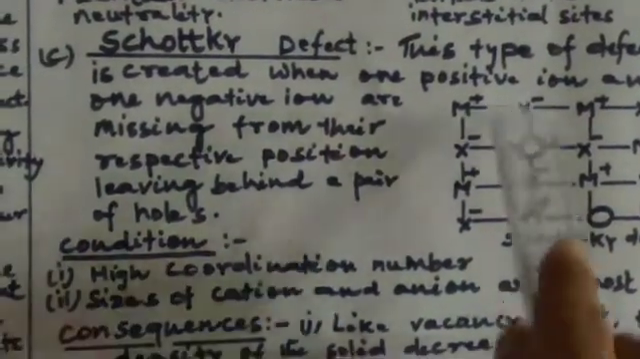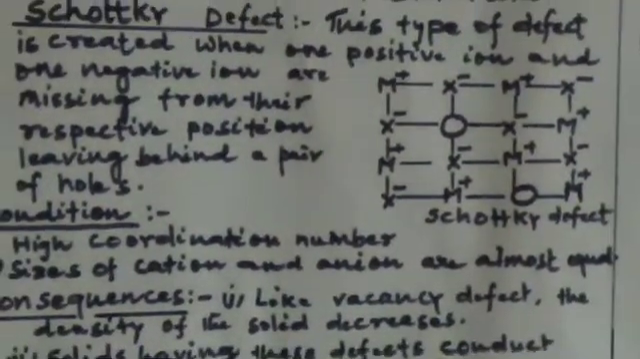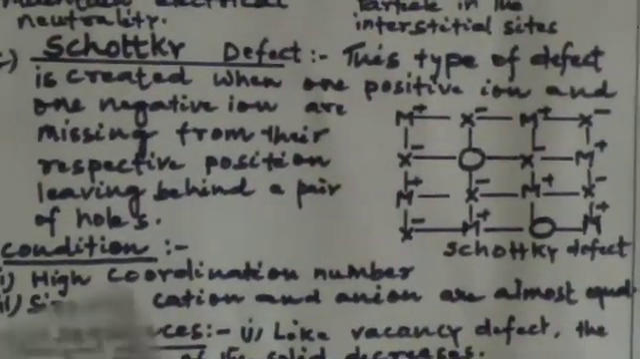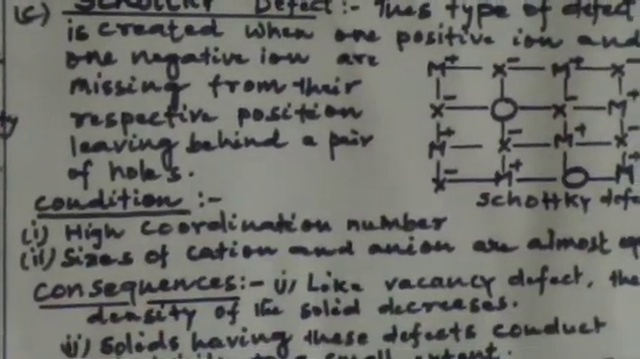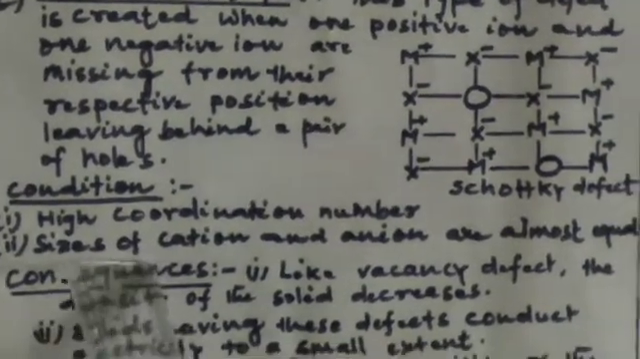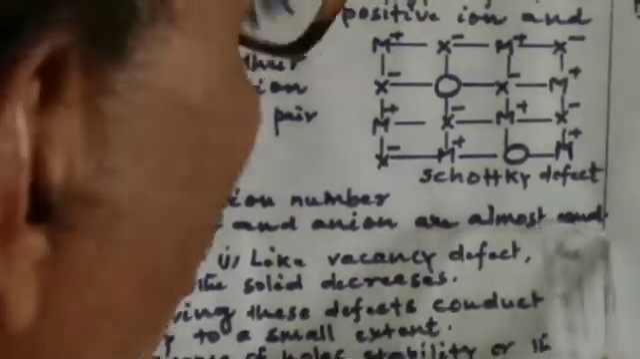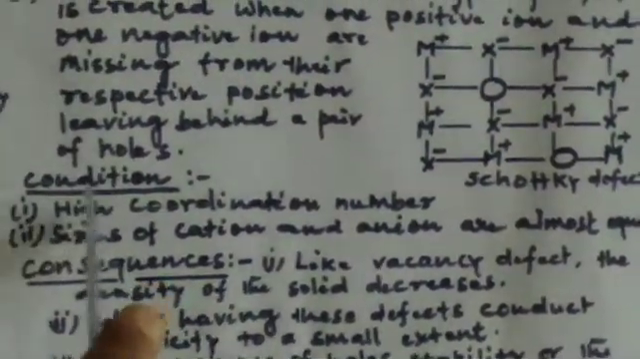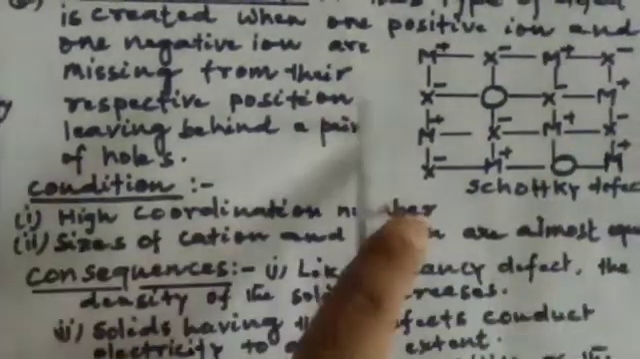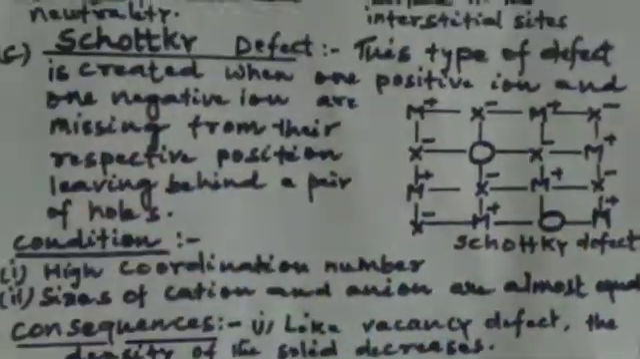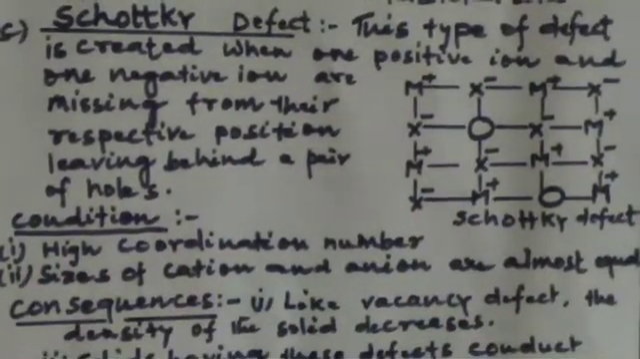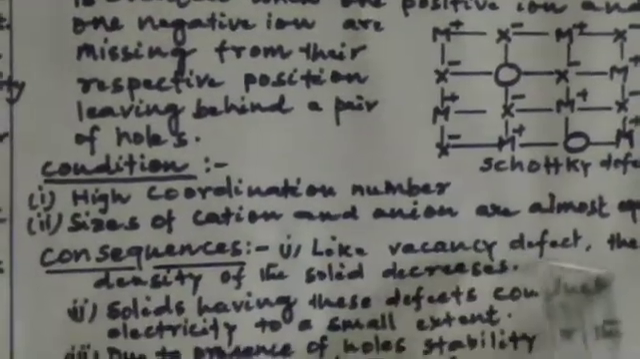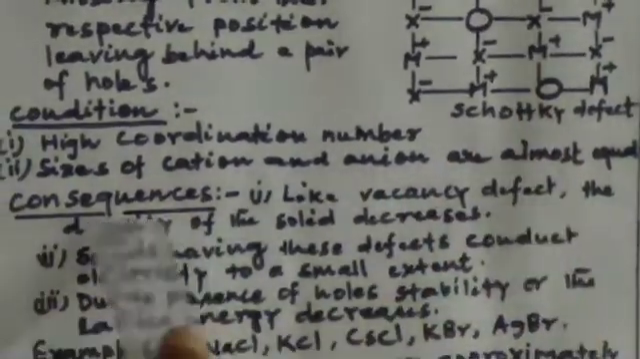What is the condition for the Schottky defect? Schottky defect will be exhibited by solids having a high coordination number, and also in which the sizes of the cation and anion are almost equal. So if these two criteria are fulfilled, then such an ionic crystal will show Schottky defect. What will be the consequences of this defect? Like vacancy defect, there is a decrease in the density of the crystal in Schottky defect.